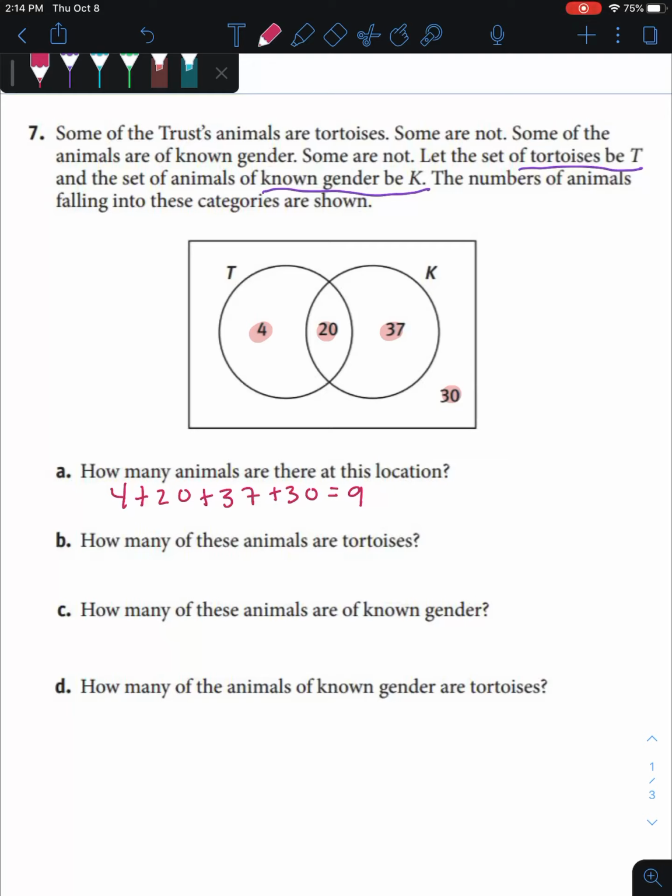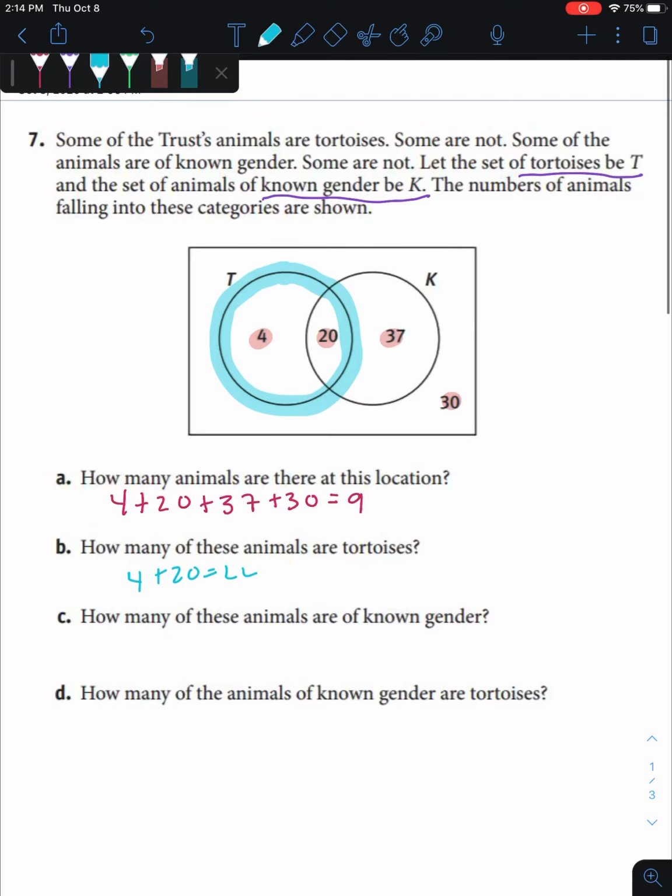All right, so how many of these are tortoises? So I'm going to look in this circle, so any number that is inside of here. So I have 4 and 20, which gives me 24.